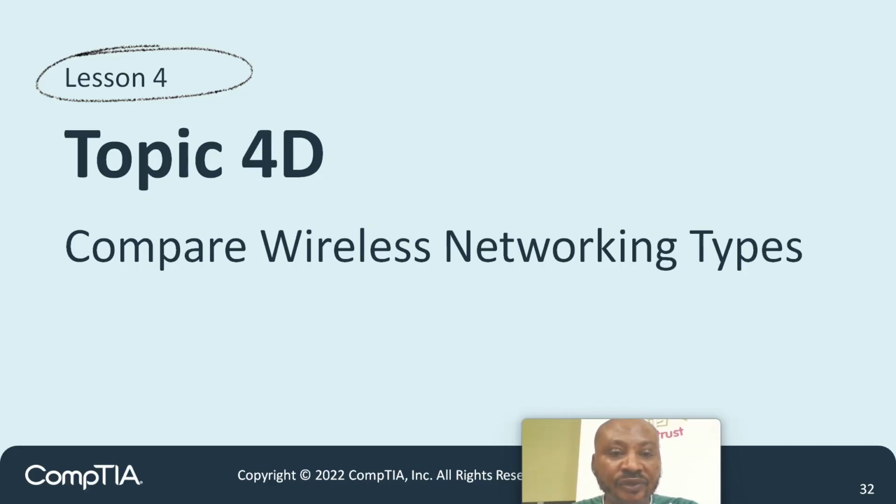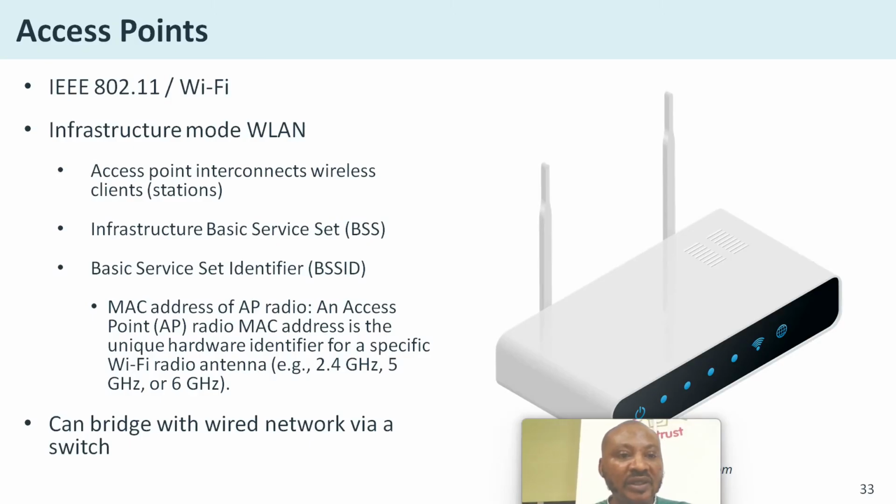So now we move straight to 4D, compare wireless networking types. Very important. We're going to be very fast. So in 4D, we have an access point. In networking, we have to understand that wireless networks have their own standard. We said earlier that a wireless network falls under a standard called IEEE 802.11. So that is why the wireless network falls in that standard. In that wireless network, it has its own infrastructure devices and its own way of connection.